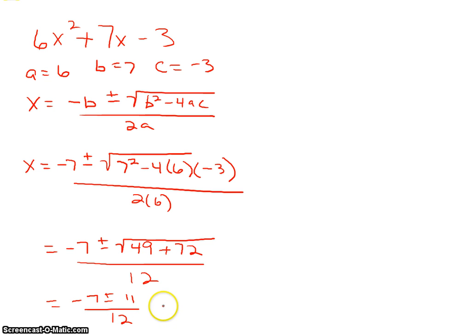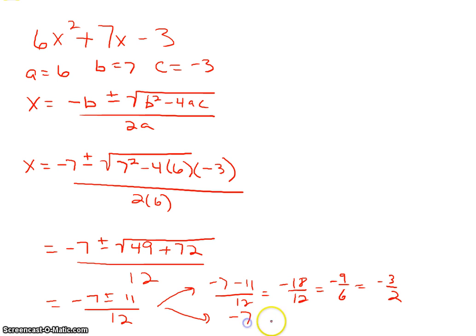So now there's two ways I can go here. I can do negative 7 minus 11 over 12 is negative 18 over 12, which is equal to negative 9 over 6, which is equal to negative 3 halves. Phew! Or I can do negative 7 plus 11 over 12, which is equal to 4 over 12, which is equal to 1/3. Now wait a second. I thought that this was going to generate factors for us. So I have x is equal to negative 3 halves or x is equal to 1/3.